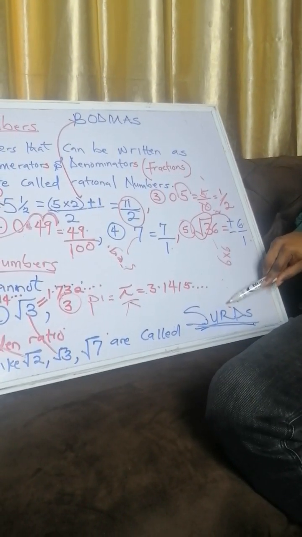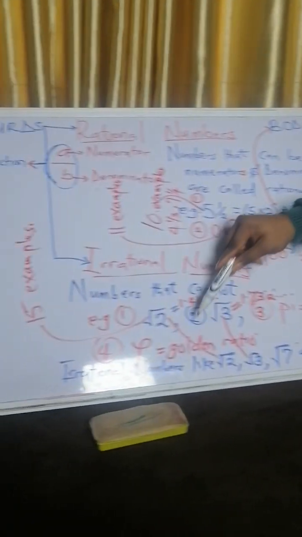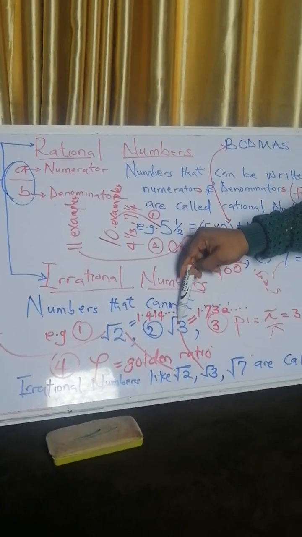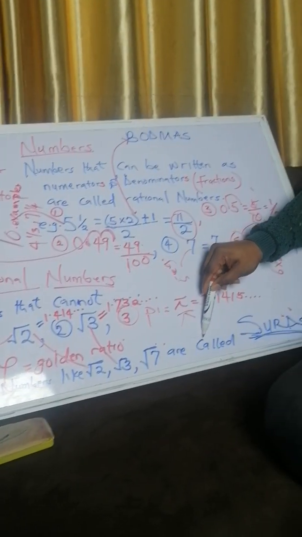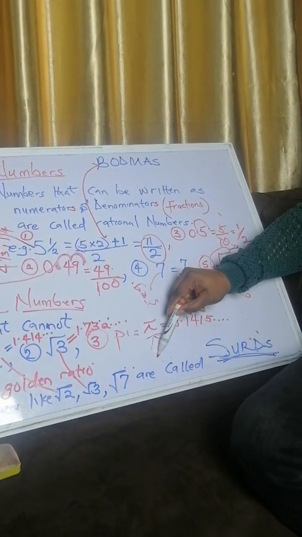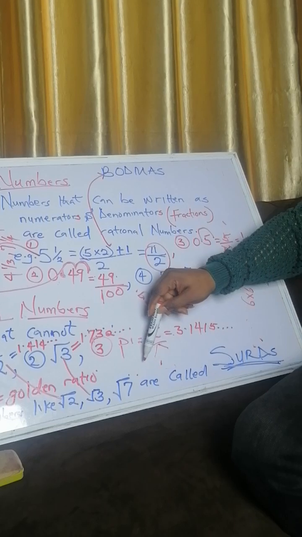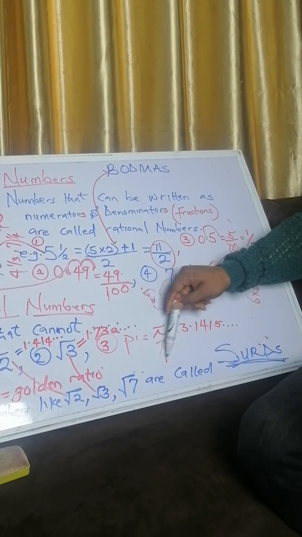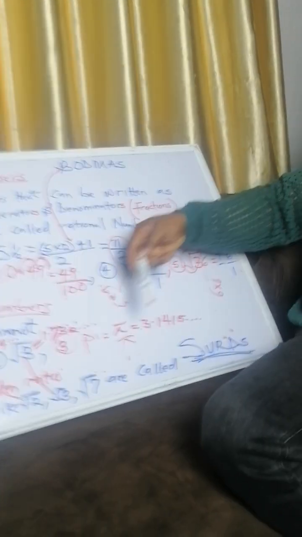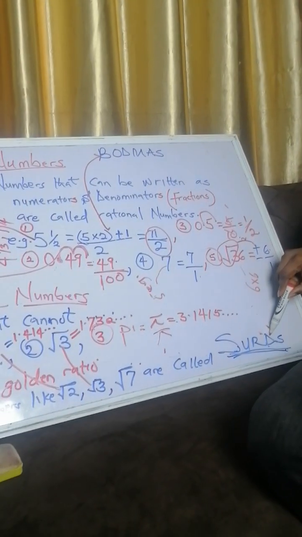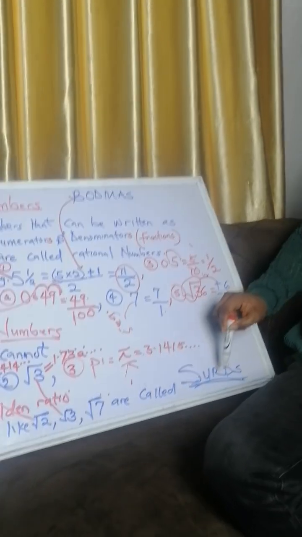So it's telling us that irrational numbers like square root 2, square root 3, square root 7, we have a lot of them. It could be square root 11, square root 13, square root 17, like that. We have a lot of them, and they are called SURDs. So that is just the introduction of SURDs.